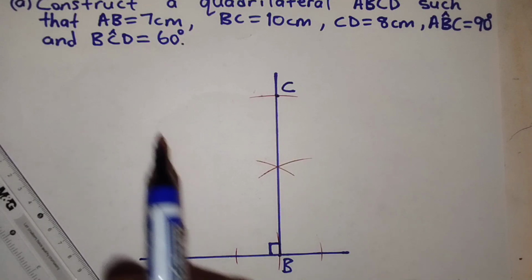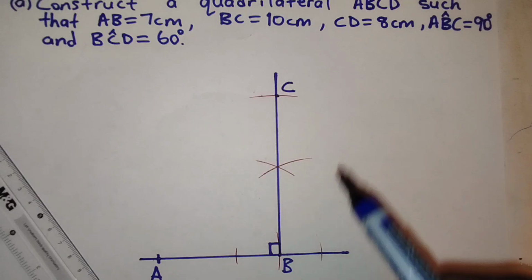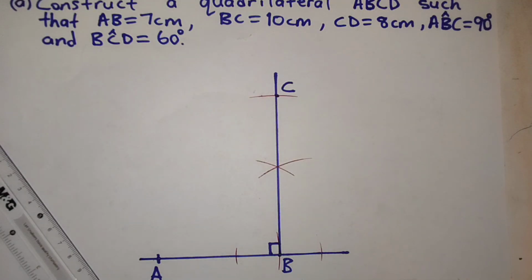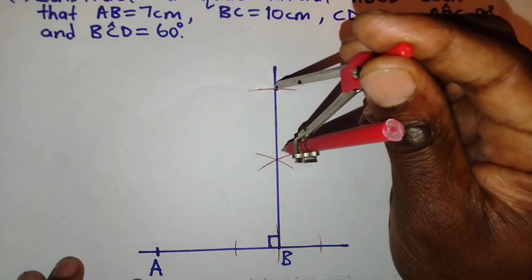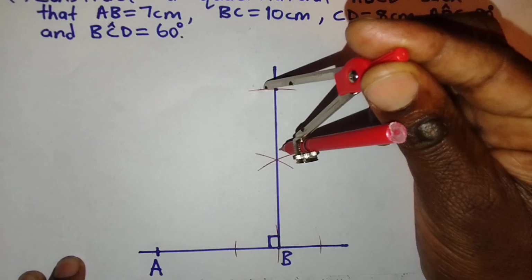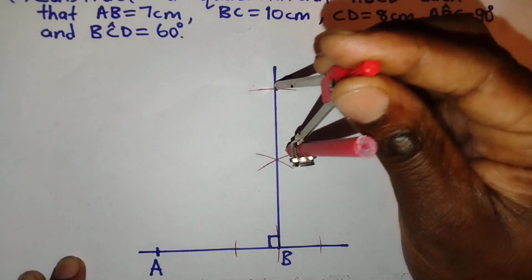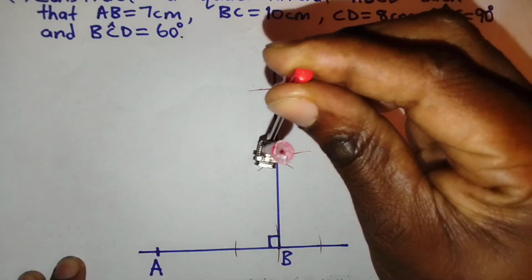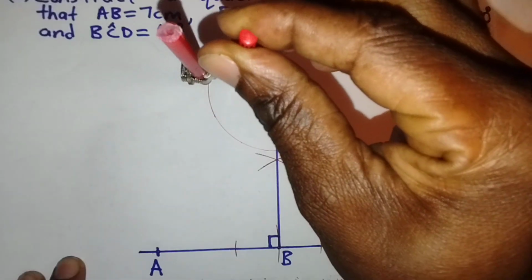Now we are told that the angle BCD is 60 degrees. So the angle of 60 degrees is here at C. I'm now constructing an angle of 60 degrees at C. So with C as my center and a suitable radius, I'm going to draw an arc which cuts BC and goes all the way up here.